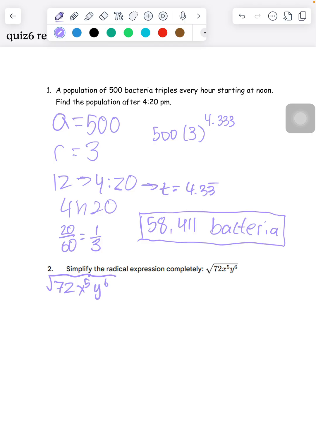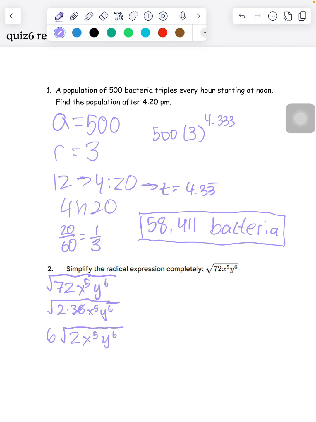All right, first thing we want to do is break up the number. So let's divide by 2 here. I'm going to get 2 times 36 x to the 5 y to the 6. I could break down this 36 again, but we're looking at the square root. What's the square root of 36? If you guessed 6, you're right. So this 6 comes out of the square root, and we'll have 2 x to the 5 y to the 6.